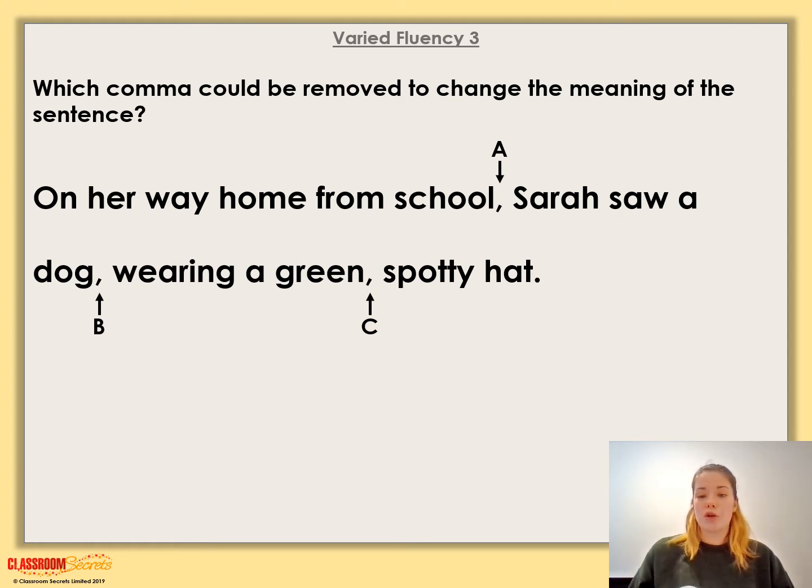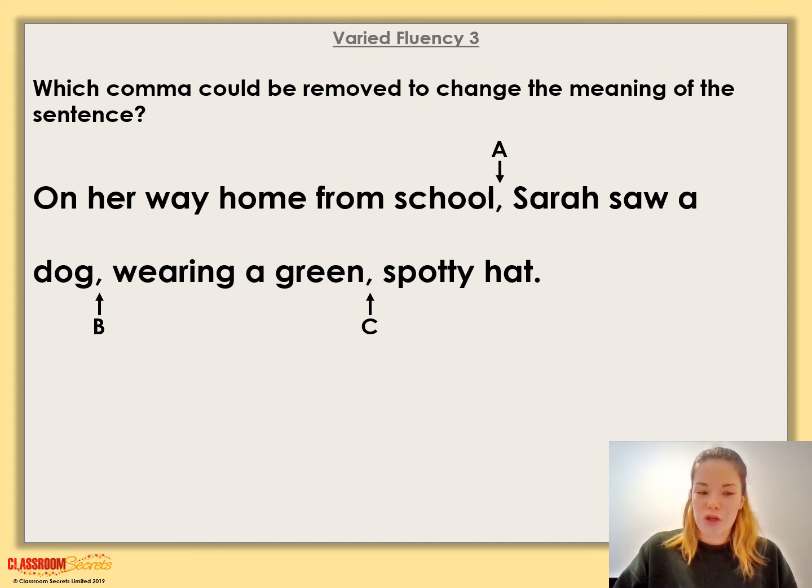Which comma could be removed to change the meaning of the sentence? On her way home from school, Sarah saw a dog wearing a green spotty hat. At the moment, because I've got a comma after dog, I know that it's Sarah who is wearing a green spotty hat. Comma B helps to avoid that ambiguity. It helps me know that we're talking back about Sarah. This is our extra information. Now, if I wanted to change the meaning of the sentence, who's the other person that could be wearing the green spotty hat?